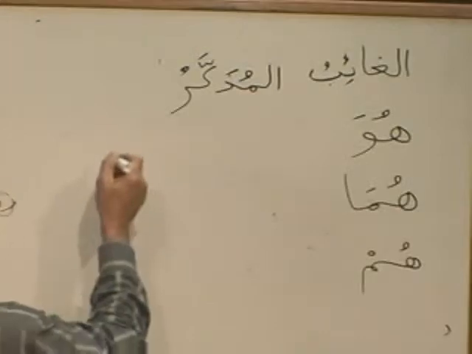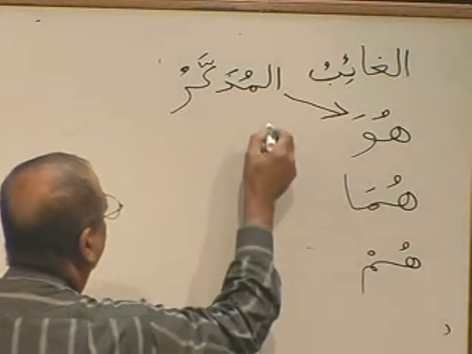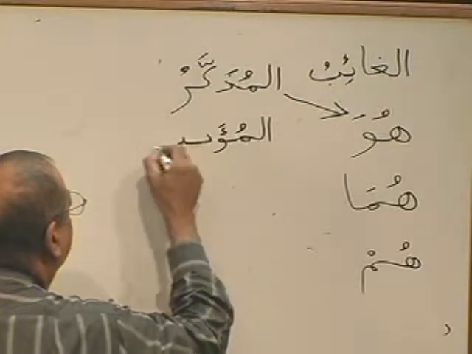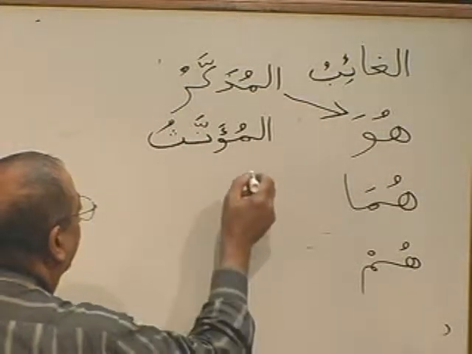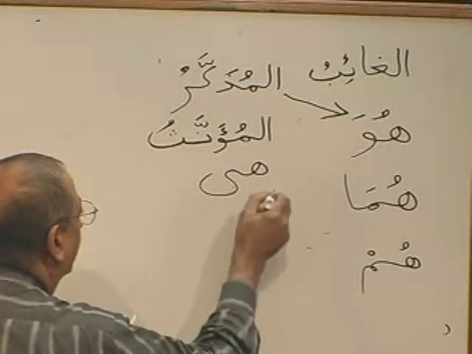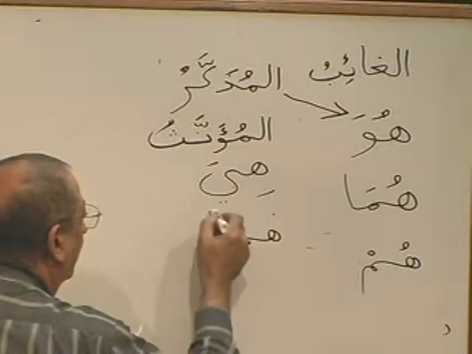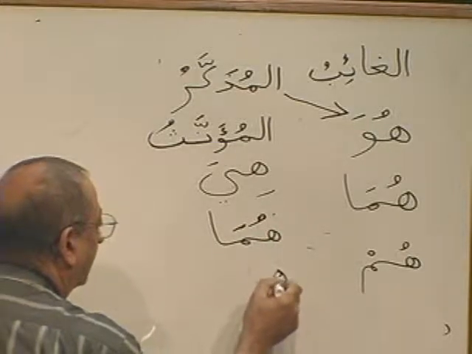And then I will write down, this is al-mudhakkar, masculine. And then I'll write down here, al-mu'annath. Okay? And then it will become hiya, and then huma again, and then hunna.